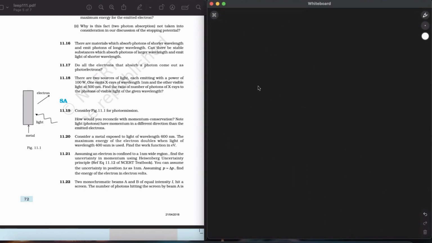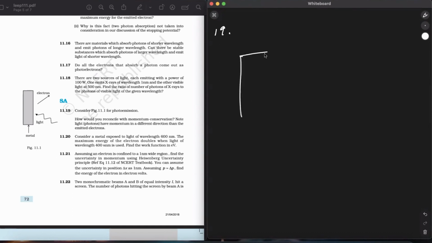So let's take the next question, which is question number 19. Consider a metal. How would you reconcile momentum conservation? Note that light photons have momentum in different directions than the emitted electrons. So what is happening is there is a metal.